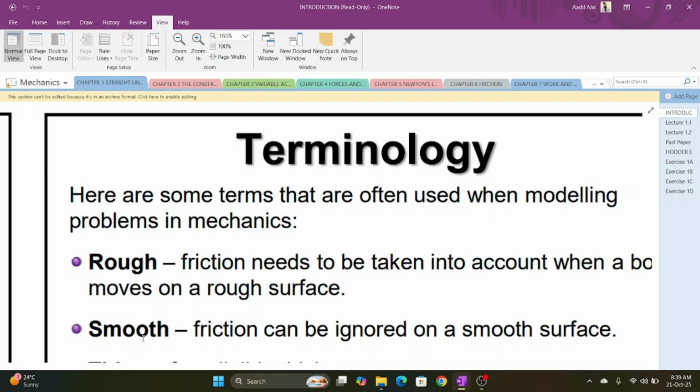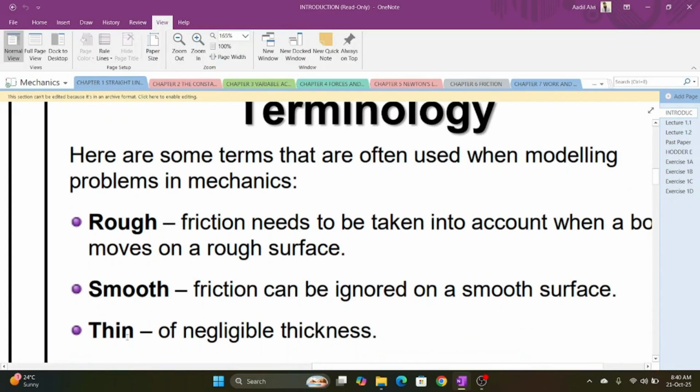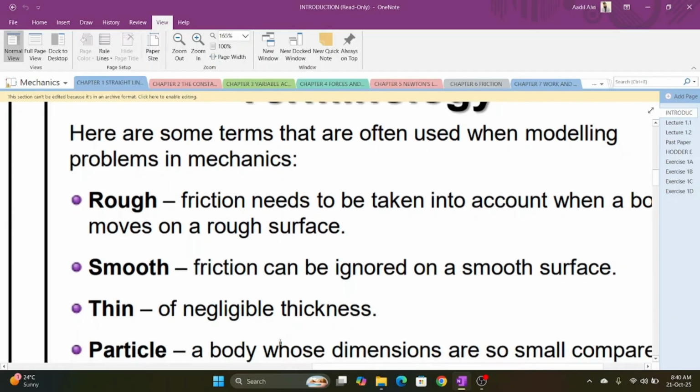Okay, and what do we mean by friction? Friction is the opposing force to an object. Okay, so if the friction is less, that means the surface is going to be smooth and slippery. When there is less friction, the surface is smooth and slippery. And when there is a rough surface, it is not very easy for an object to move on the surface. Okay, then an object could be thin. So thin basically means that the thickness is negligible.